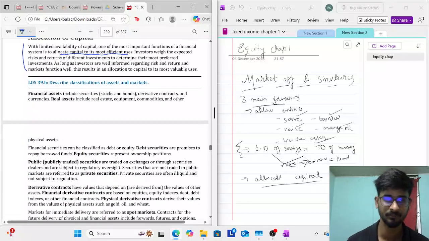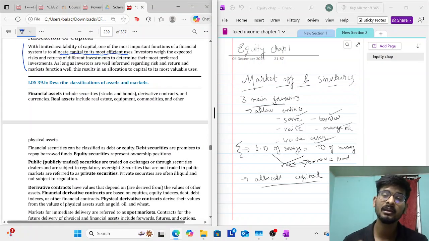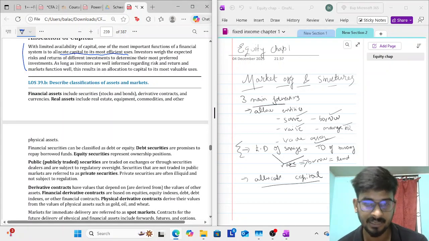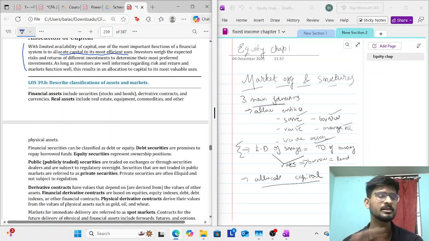Nothing more complicated. So LOS 1, there are three main functions of the financial system. One is to allow entities to save, borrow, raise equity, manage risk and trade assets. Simple. Second is that total demand for saving should be equal to total demand for borrowing, and if both the parties are willing, that's the equilibrium rate of interest, the rate at which the borrower and the lender are both satisfied. Now allocation of capital should be to its most efficient utilization of the resource.